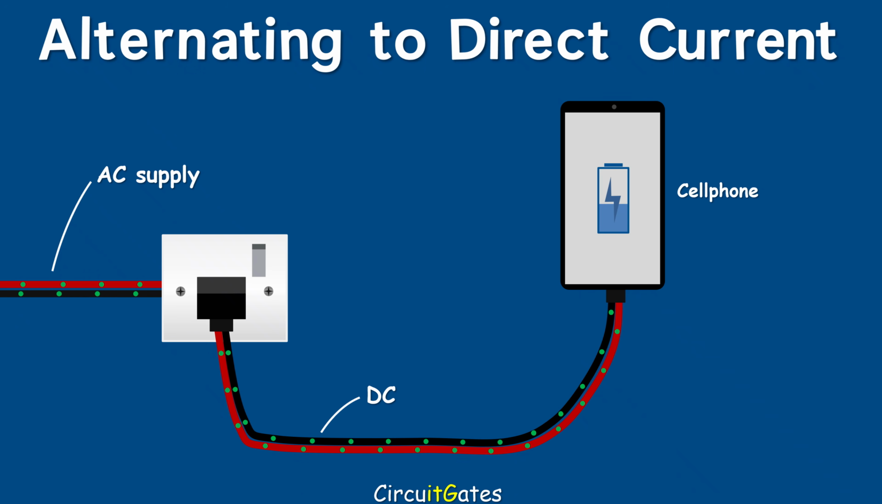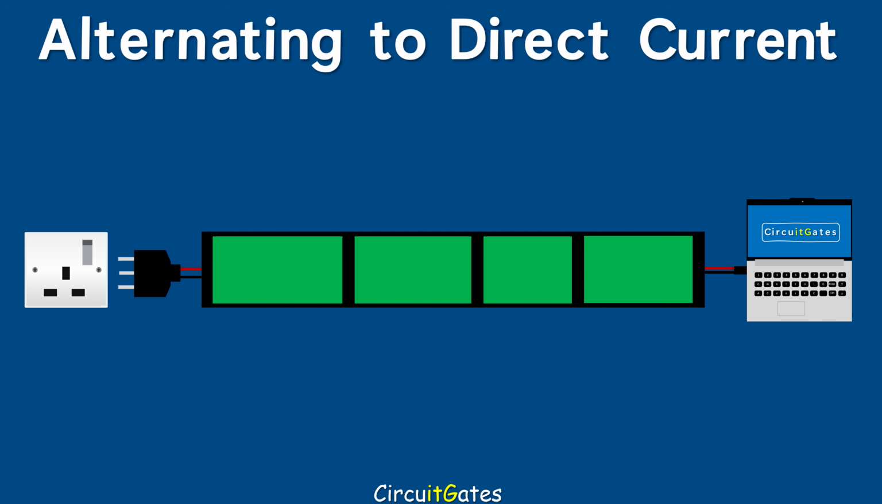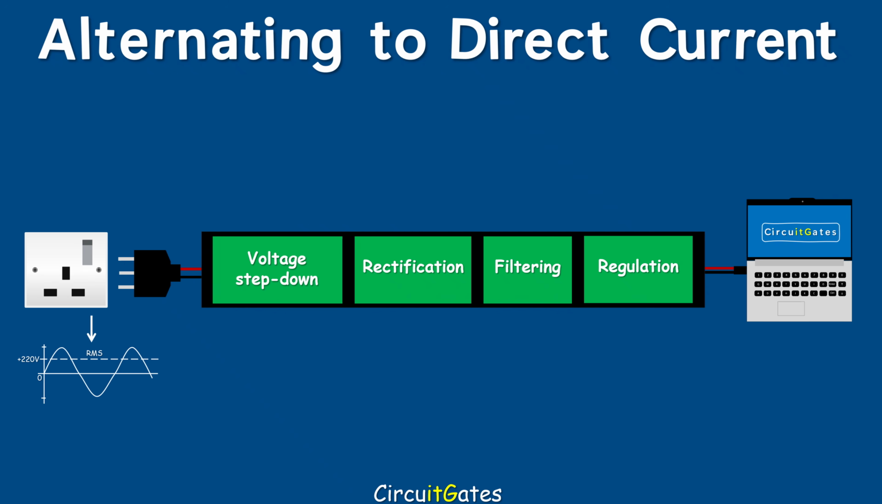Our cell phone chargers, laptop chargers, and TV power supply units, commonly found at the back of the TVs, convert AC to DC. When converting AC to DC, there are four stages: voltage step down, rectification, filtering, and finally regulation. On the first stage of stepping down the voltage, we are reducing the voltage to a value that we need to power our load.